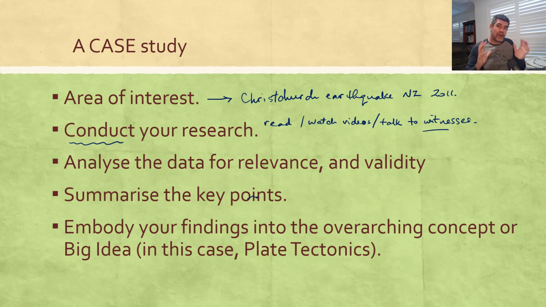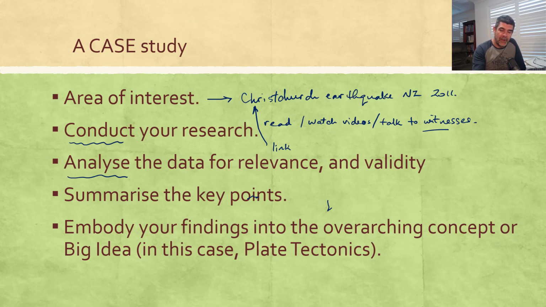What you need to do once you've got a reasonable amount of research is you have to analyze that data for relevance and validity. We've got a couple of tests that we use in our experiments around reliability, around accuracy and validity. And when we're doing research, it's no different. We need to think about relevance. Does it link back to our area of interest?